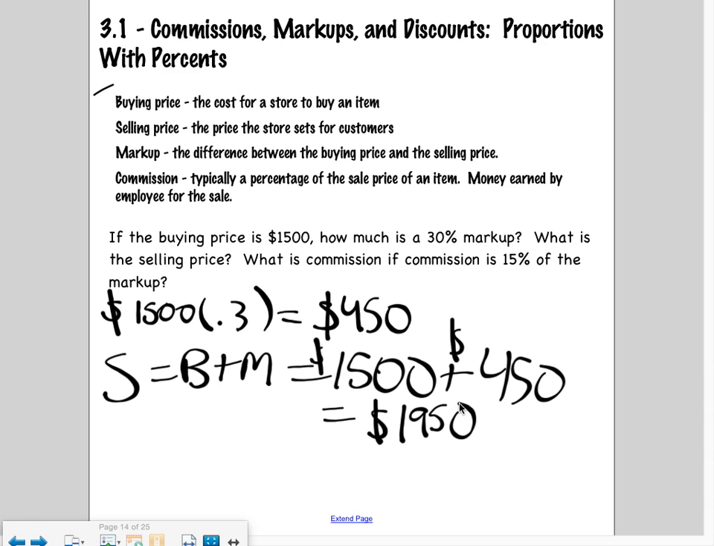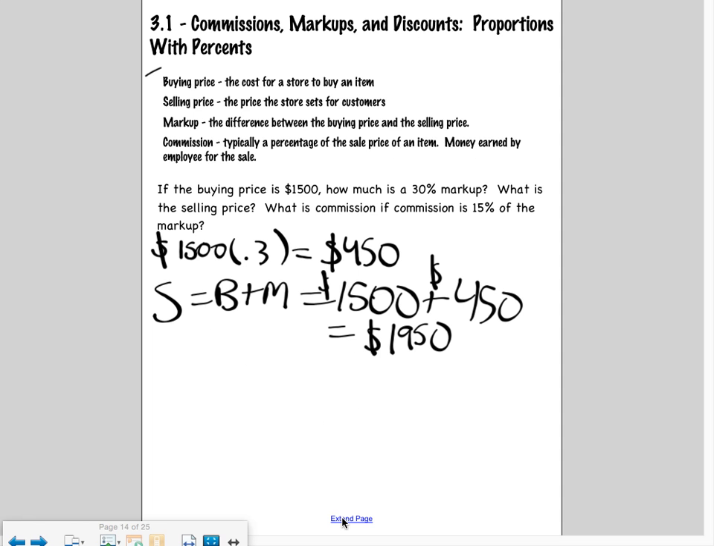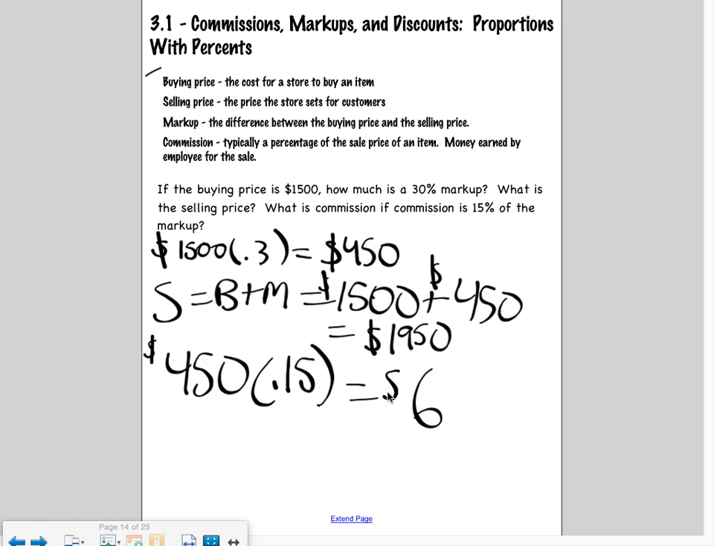The commission is 15% of the markup. So if the markup is $450 and we want 15% of that, we multiply 450 by 0.15 to get a commission of $67.5. Okay, so the other thing we talked about was finding the markup as a percentage of the buying price instead of the commission.